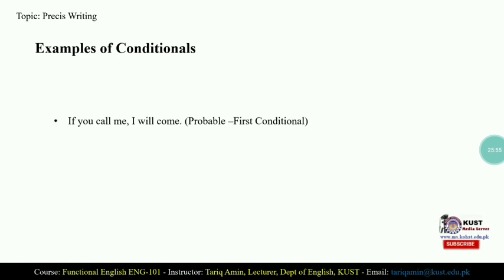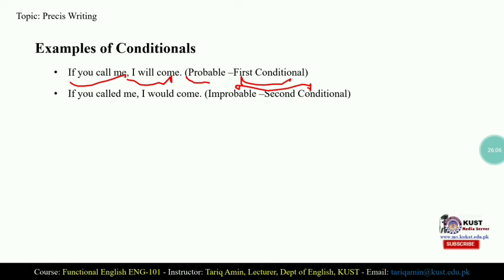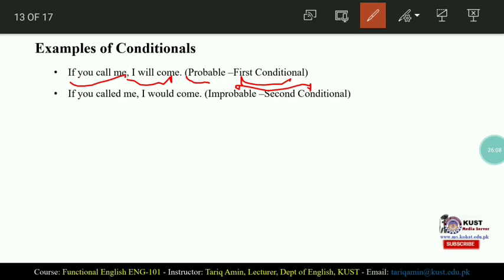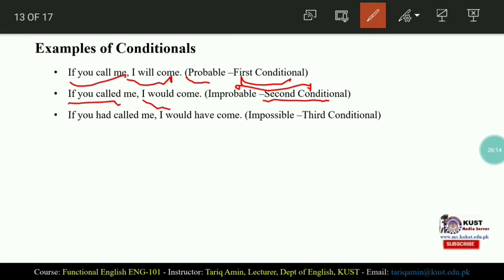Examples of conditionals are: if you call me, I will come. This shows probability, and this is the first conditional. The second conditional is: if you called me, I would come. This is the second conditional. The third conditional is: if you had called me, I would have come.